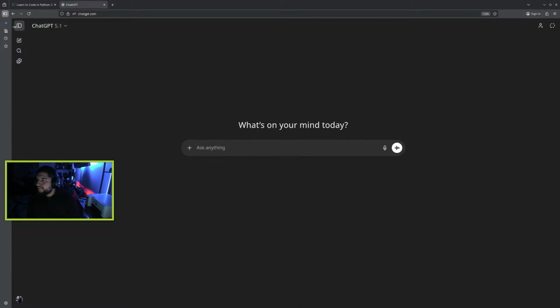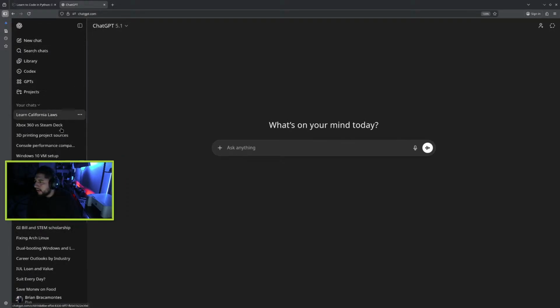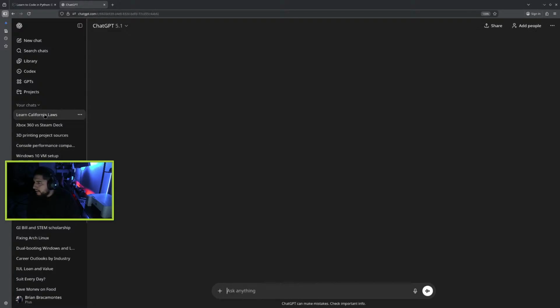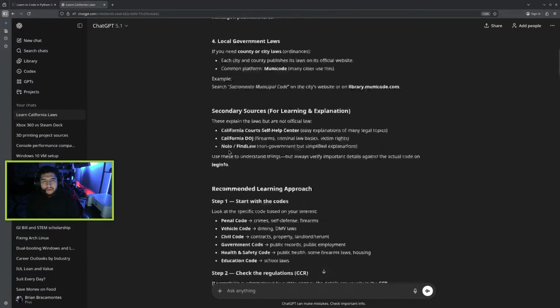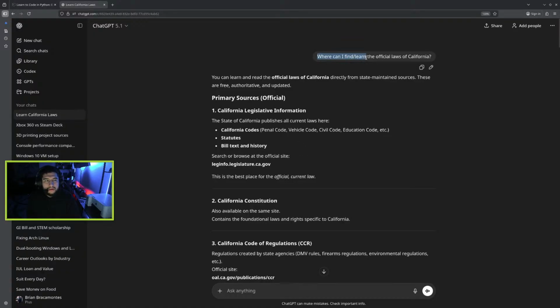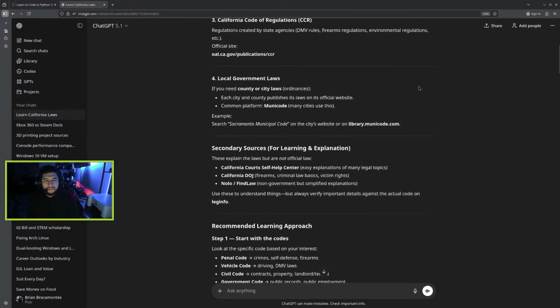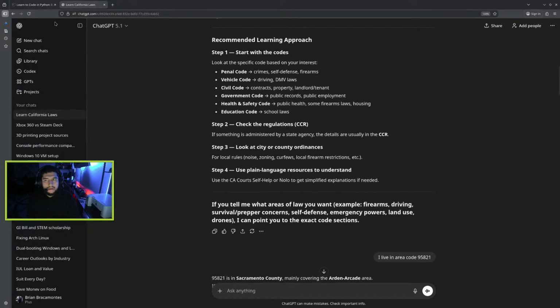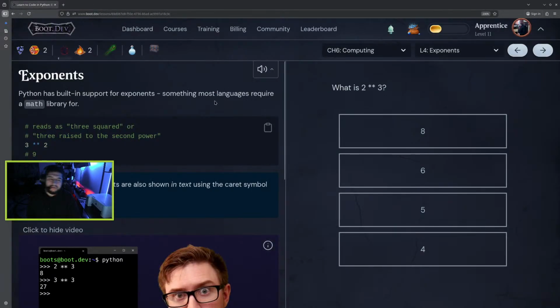Look, this is my ChatGPT account that I am subscribed to. I asked it where can I find or learn the official laws in California, because I live here, so that way I could learn. It gives me the official websites and stuff. I already knew how to get to it. I had it bookmarked on my other PC before I got Arch Linux, so I don't have Windows anymore, and I don't have Microsoft Edge.